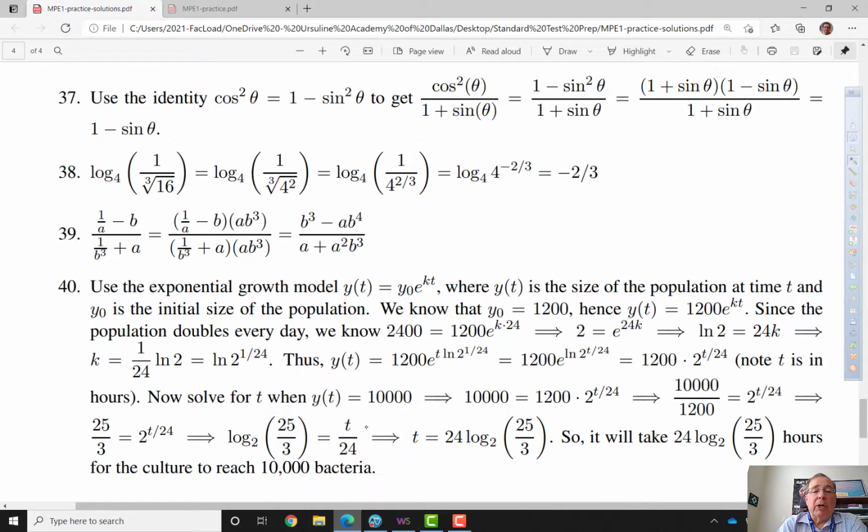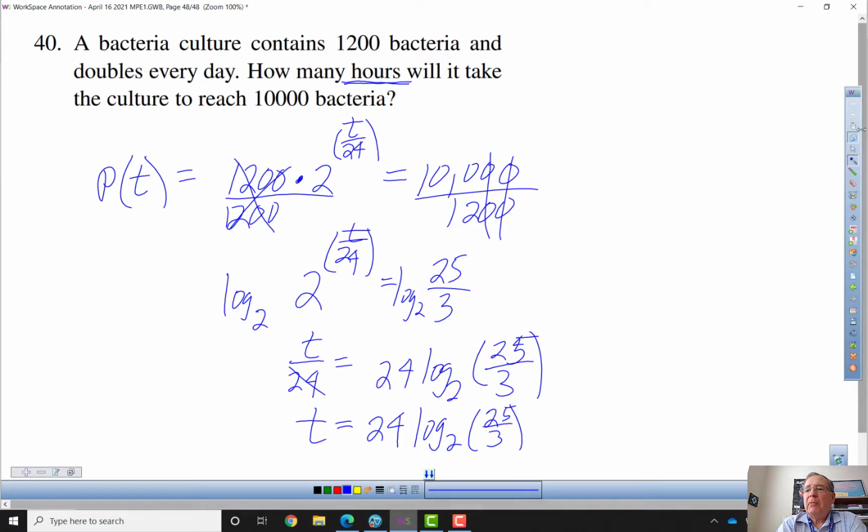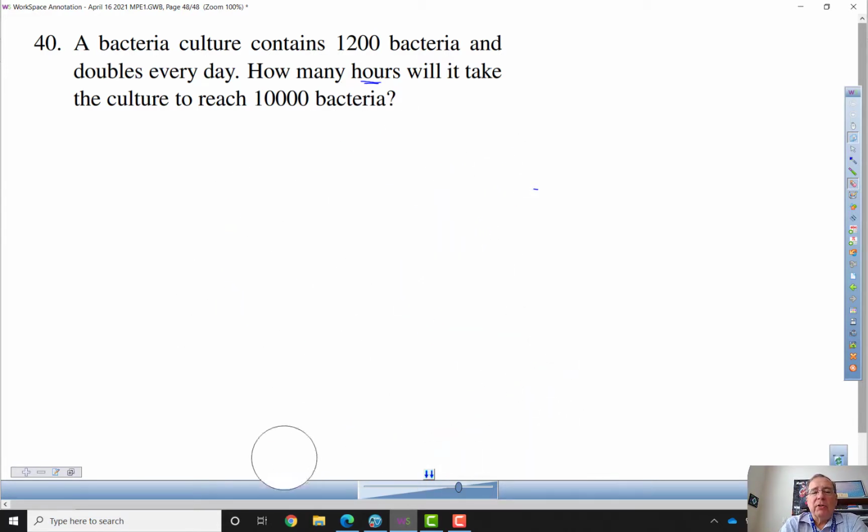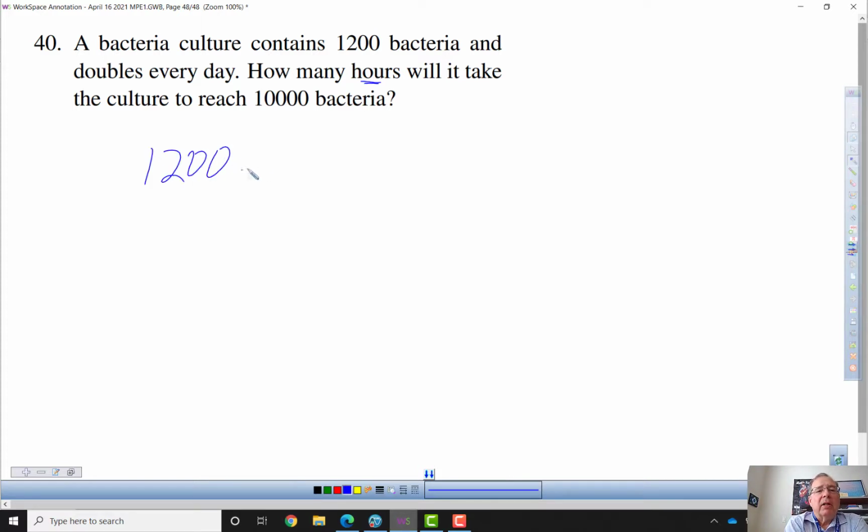And they have a much bigger explanation than what mine is. And you can stop now, but here's the traditional way to work this problem. So if I get rid of all of this stuff, the traditional way is to use the exponential growth formula with base e. So that would be 1,200 times e to the, we'll call it kt because that's what they used.